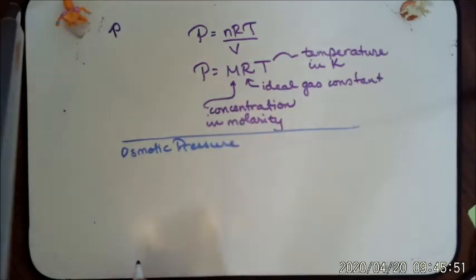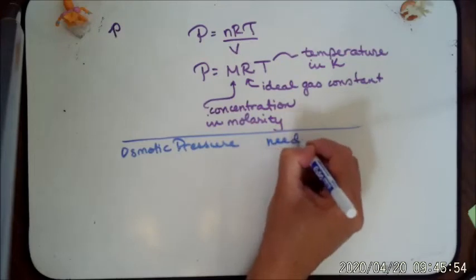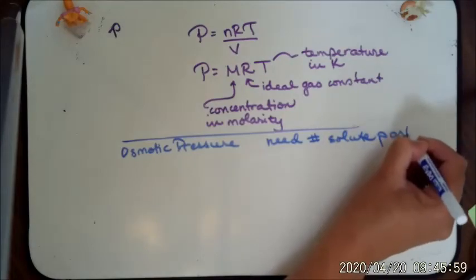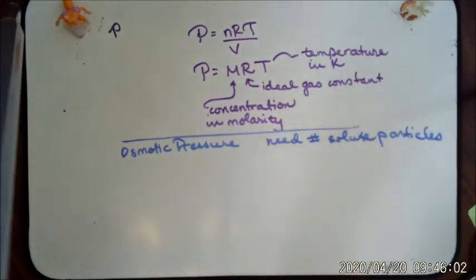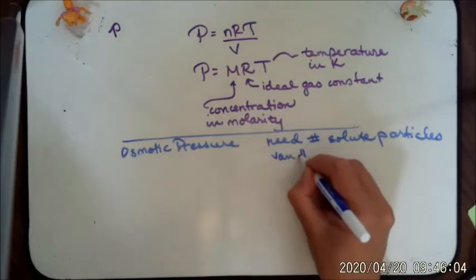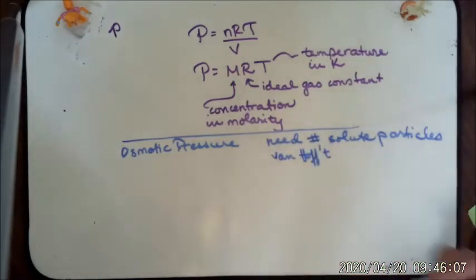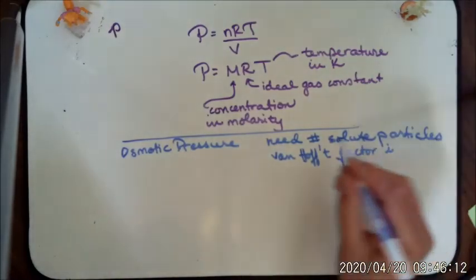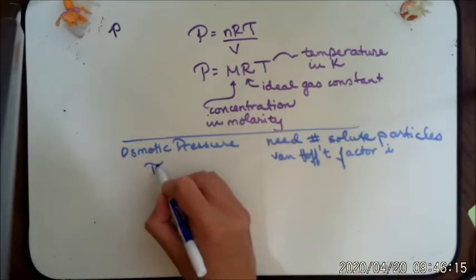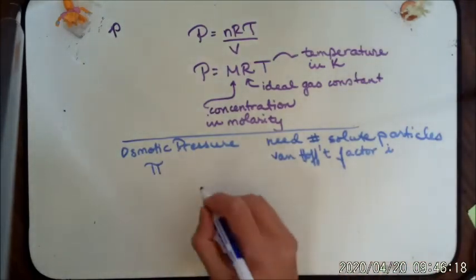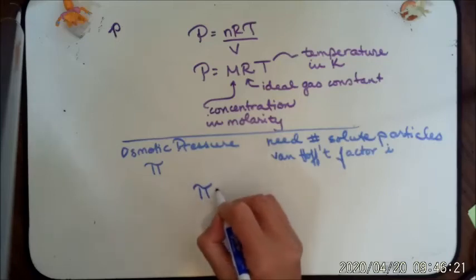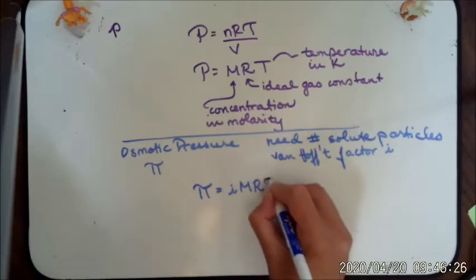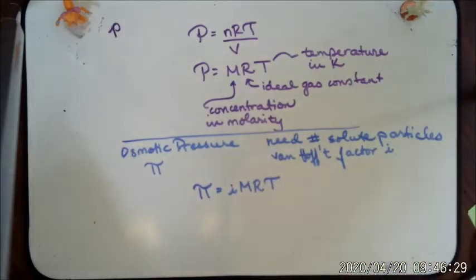since it's a colligative property, we're going to need to know the number of solute particles. Oh, that's the Van't Hoff factor, right? Van't Hoff factor, i. Alright? And instead of using P, we use capital pi. So pi is going to be equal to i times my concentration times R times T. Okay? So let's do an example.